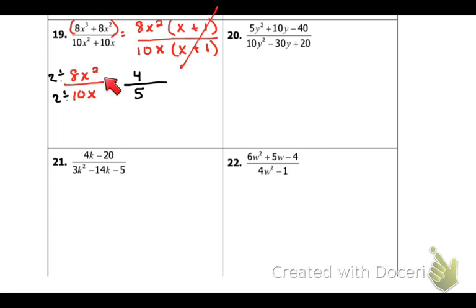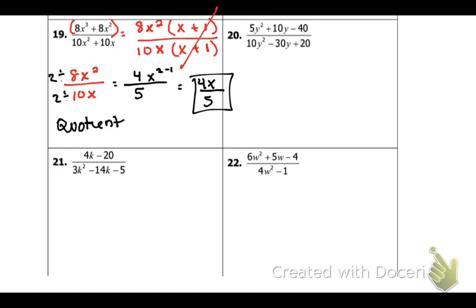And now this x squared and this x, these are being divided. That means you're going to have to do quotient rule here, which means you're going to subtract. So it's going to be at the top. So your final answer is 4x over 5 for that one.